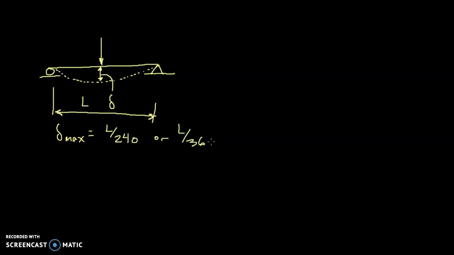So we frequently limit the deflection to some multiple of the span length. So if the length of the beam is L, we might limit the maximum deflection to L over 240 or L over 360. These are just two common examples of how we might limit the deflection of a beam.